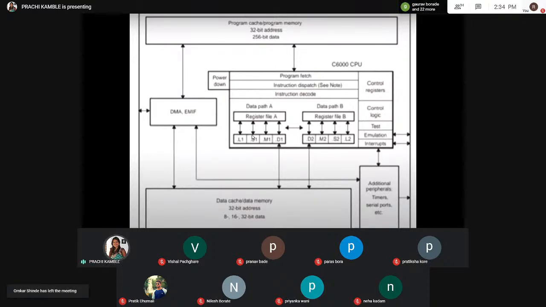The fourth peripheral is the MCBSP, that is the multi-channel buffered serial port. During DMA transfer, some data has to be stored. For that, the MCBSP port is used to store some portion of the DMA data into the memory.